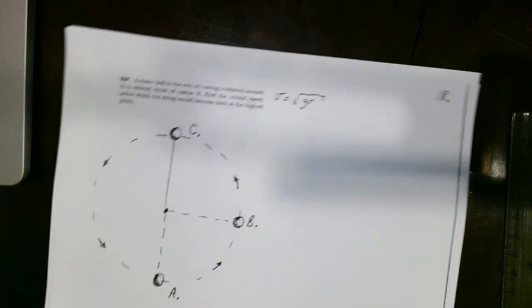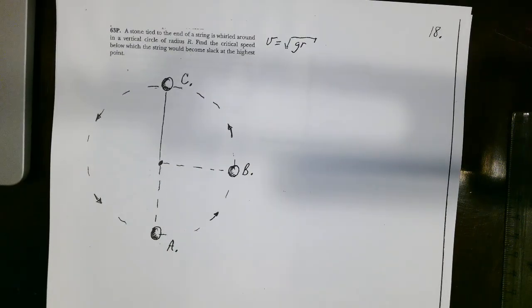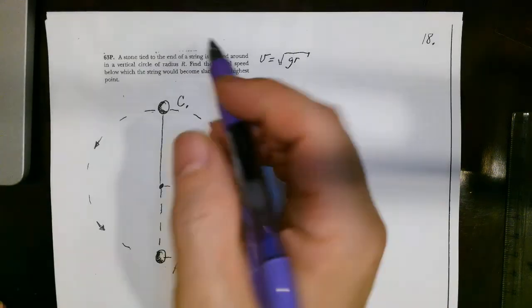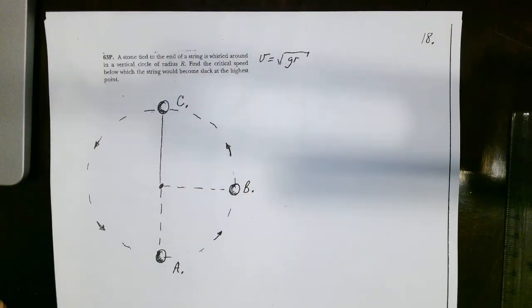All right, so here, this is very similar to the note packet that we did, right? So let's take a look at what happens when things are going in a vertical circular motion, right? So a stone is tied to the end of a string, and is whirled around in a vertical circle with radius r. Find the critical speed below which the string would slack at the highest point, okay?